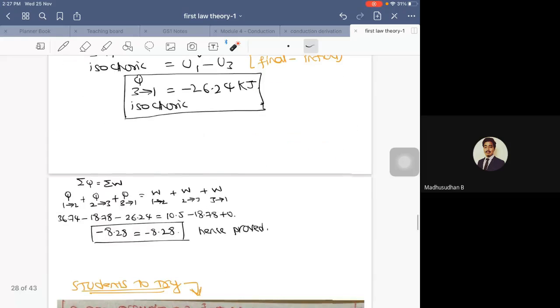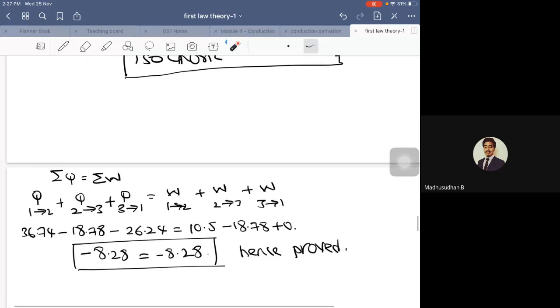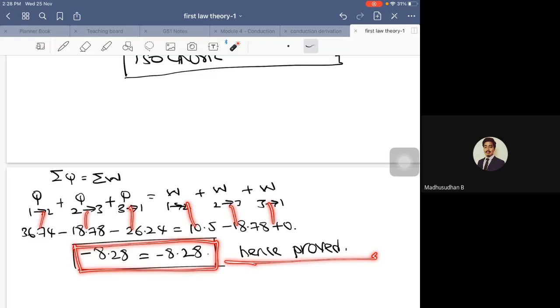Now what you have to prove is that the cyclic integral of dQ is equal to the cyclic integral of dW. So add all the heat flows, add all the work flows, keep heat flows on the LHS, keep work flows on the RHS, substitute all the values and show that LHS is equal to RHS, and write it down. So that's your problem.